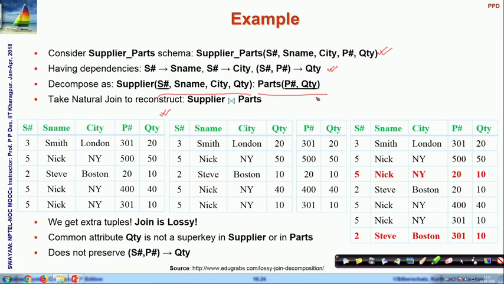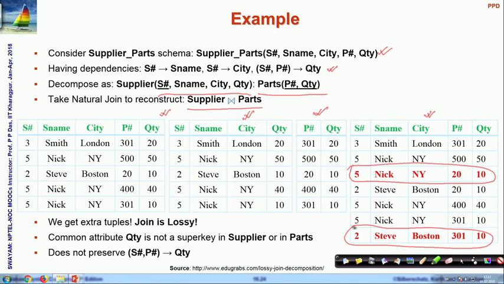So this is the projected supplier relation instance, this is a projected parts relation instance, and then we take a natural join to reconstruct. We take a natural join to reconstruct and we get this relation. Now, our desire was that we must get back the original relation, but if you compare, you will find that this is not the case. Here we have one tuple and we have another tuple here. I have specifically highlighted them in red, which were not there in the original relation.